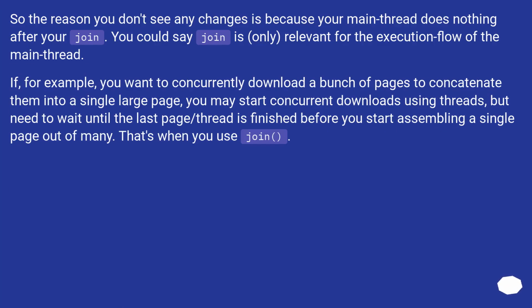So the reason you don't see any changes is because your main thread does nothing after your join. You could say join is only relevant for the execution flow of the main thread. If, for example, you want to concurrently download a bunch of pages to concatenate them into a single large page, you may start concurrent downloads using threads, but need to wait until the last page/thread is finished before you start assembling a single page out of many. That's when you use join.